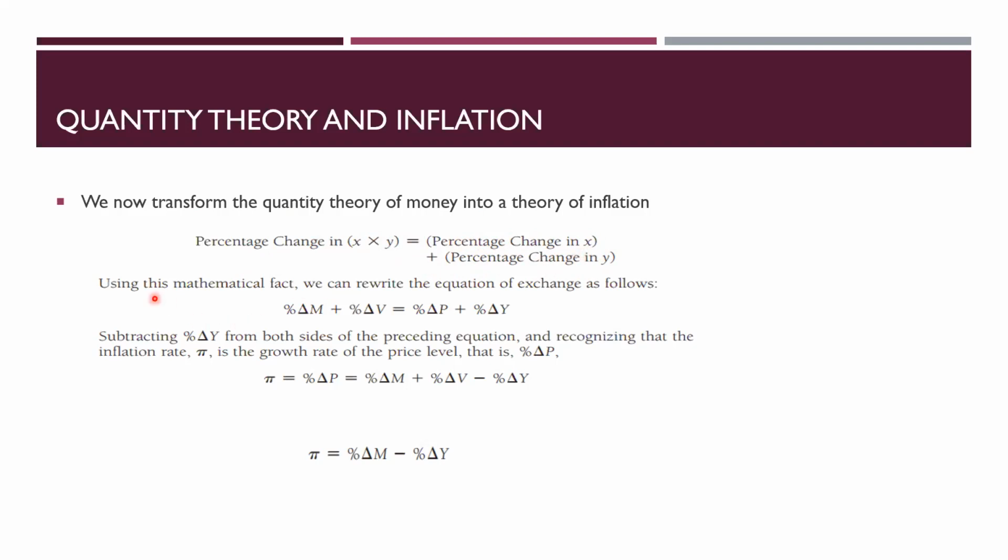Okay, so that being the case, the implication is that using this mathematical effect, we can rewrite the equation of exchange as follows: percentage change in M plus percentage change in V is equal to percentage change in P plus percentage change in Y.